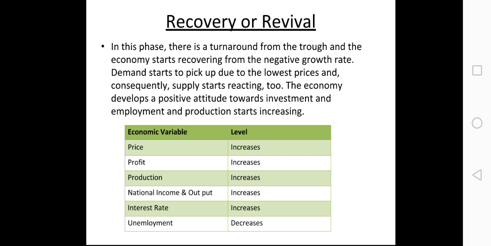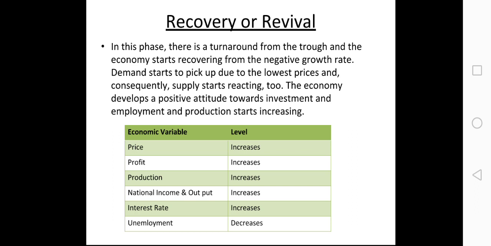So I have summarized the same components that we discussed for the depression period. In this period, price starts increasing, profit starts increasing, production starts increasing, national income and output start increasing, and interest rate will start increasing. All these variables start increasing in favor of the economy. Unemployment starts decreasing, which is also in favor of the economy.